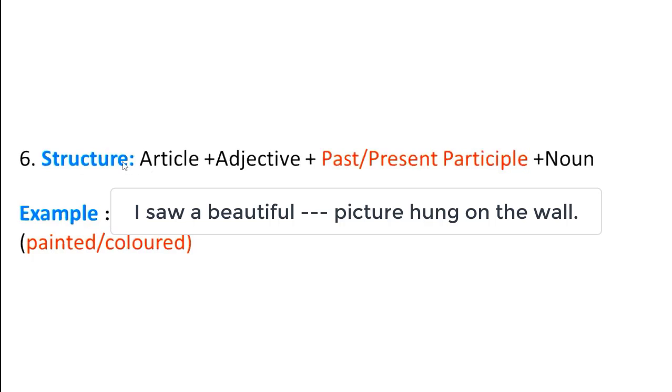Number 6. If you find the sentence structure in this way, article plus adjective plus gap plus noun, that means if you find gap between adjective and noun, you can use a past or present participle in the gap. Look at the example. I saw a beautiful dash picture hung on the wall. You can use here painted or colored. Here painted and colored is present participle.